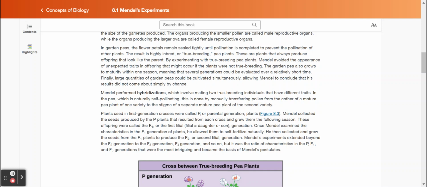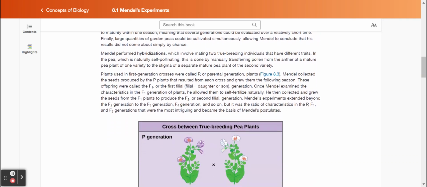By experimenting with true breeding plants, Mendel avoided the appearance of unexpected traits in offspring that might occur if the plants were not true breeding. The garden pea also grows to maturity within one season, meaning that several generations could be evaluated over a relatively short time. Finally, large quantities of garden peas could be cultivated simultaneously, allowing Mendel to conclude that his results did not come about simply by chance.